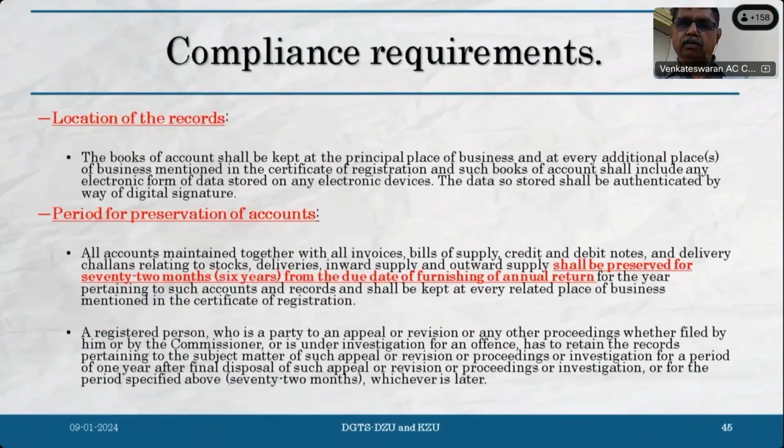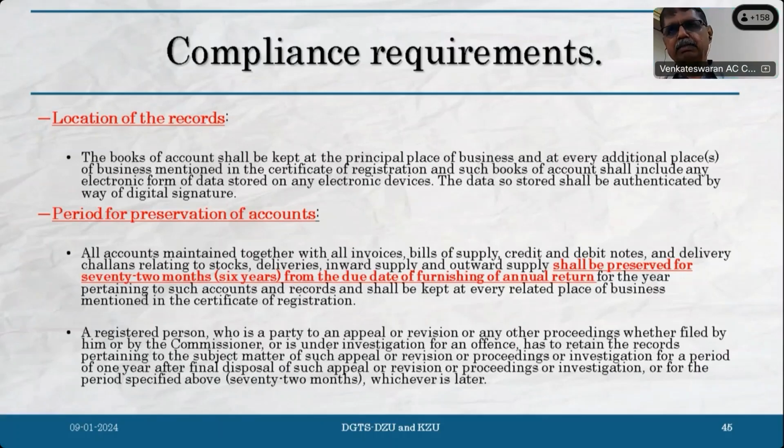Where I have to keep my documents. These documents have to be kept at our principal place of business as well as the additional place of business, if you are having an additional place of business there. So many times we found, audit found or investigation found, the documents are not available in the principal place of business. If the documents are not available at the time of inspection at the principal place of business, you are liable to 25,000 rupees as a penalty.